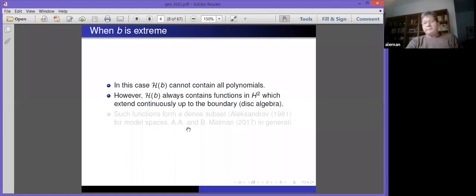But surprisingly enough, in all cases, H(b) will contain functions which are in H2 but also extend continuously up to the boundary of the disk. Now, this is something which is not so trivial. It is not so clear how to prove that such functions exist. Given an H(b) space, find by a formula a function which extends continuously up to the boundary. This is not a simple problem.